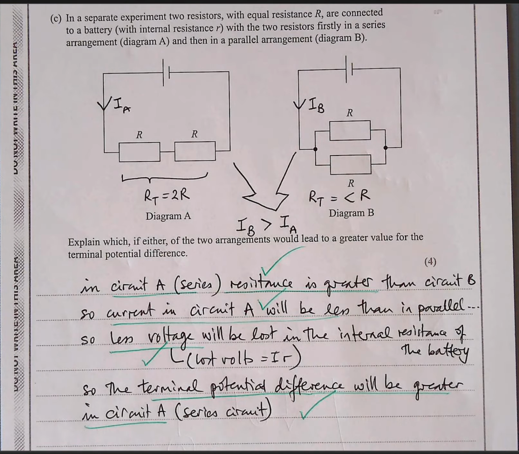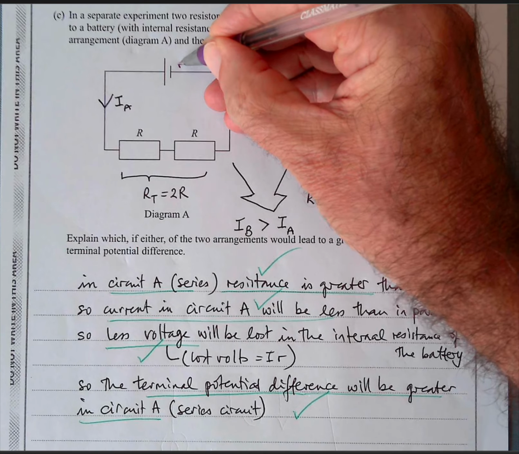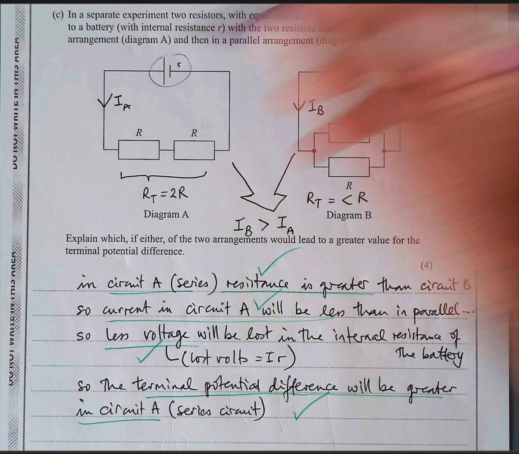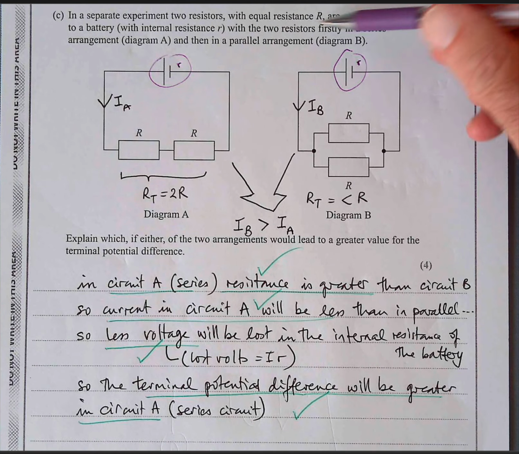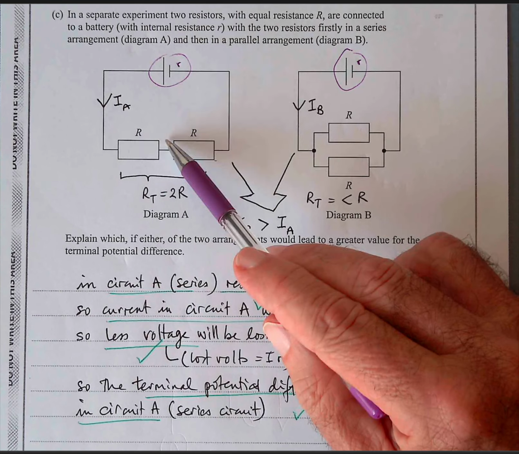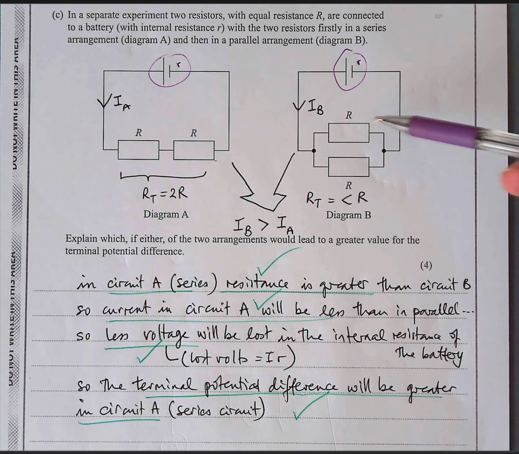Now there is a final part, which is part C. It says in a separate experiment, 2 resistors with equal resistances are connected to a battery. It's actually a cell with internal resistance. So there is some internal resistance here as well. So you can say there is internal resistance in the cell there. With the 2 resistors in a series arrangement here, diagram A, and then in a parallel arrangement, diagram B.